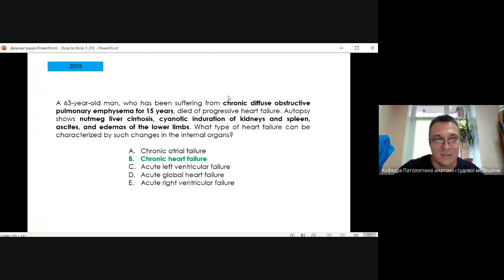Pretty good. That's not acute. Just exclude C, D, and E from the beginning. That's not acute, and that's not isolated atrial failure. That's the secondary process, which is secondary to the pulmonary failure. That's why in this case we conclude the involvement of the entire heart, mostly the right part of the heart. That's why we're talking about chronic heart failure, because both ventricle and atrium are also involved here.